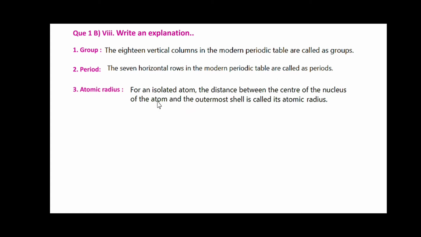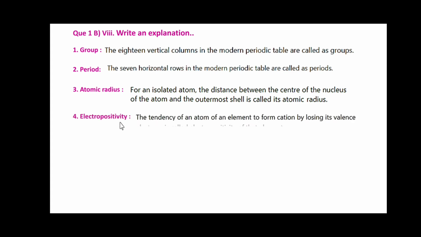Atomic radius. For an isolated atom, the distance between the center of the nucleus of the atom and the outermost shell is called its atomic radius. Next is electropositivity. The tendency of an atom of an element to form a cation by losing its valence electrons is called electropositivity of that element.